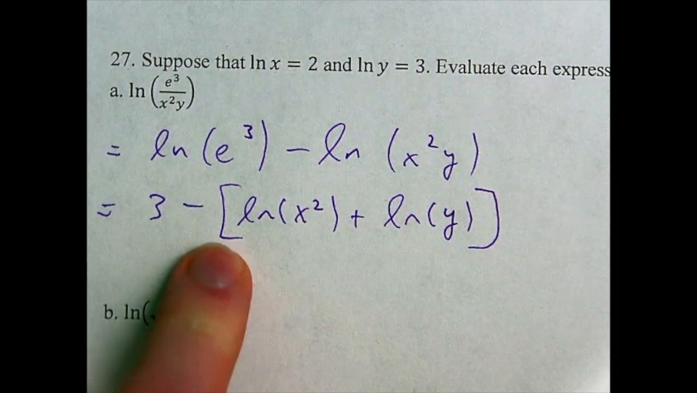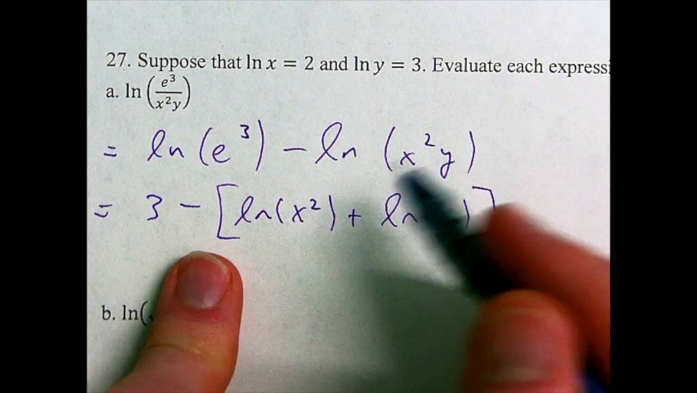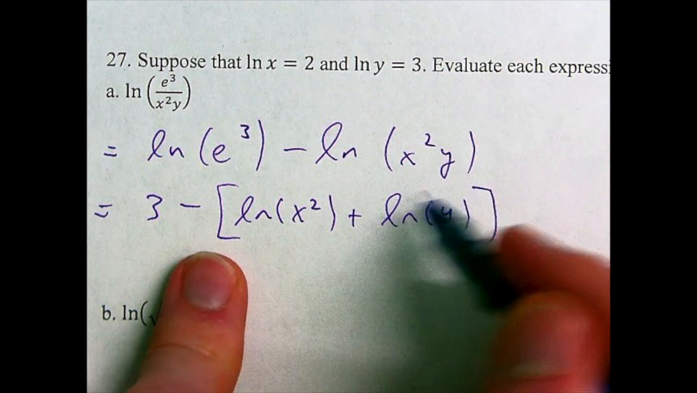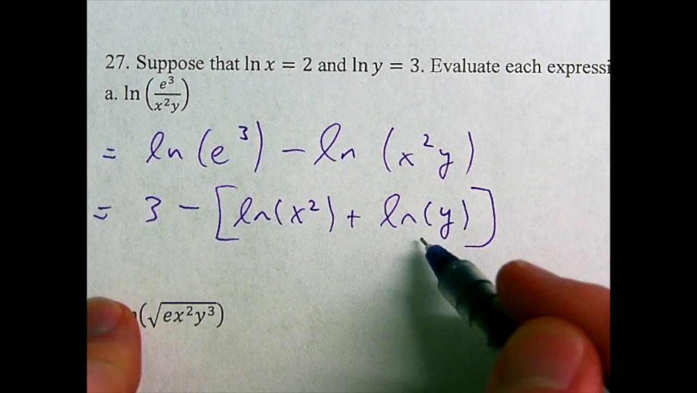Notice that I put this in brackets. The reason why is you're supposed to subtract this expression. Well, natural log of x squared y is this entire thing. So you should be subtracting this entire thing.